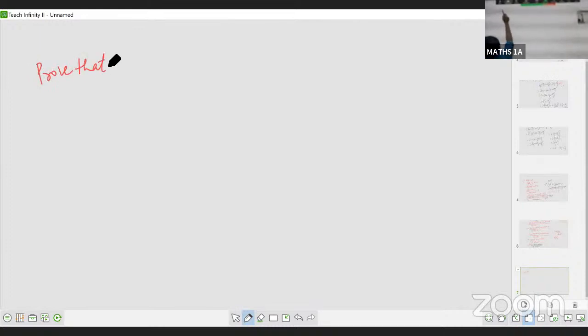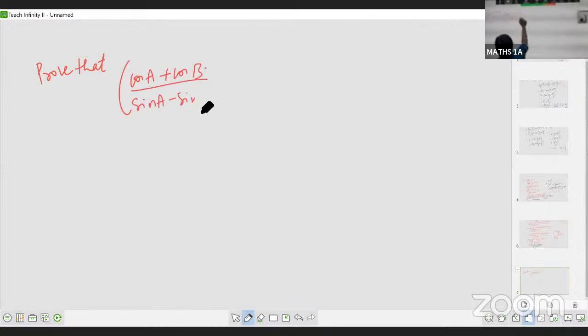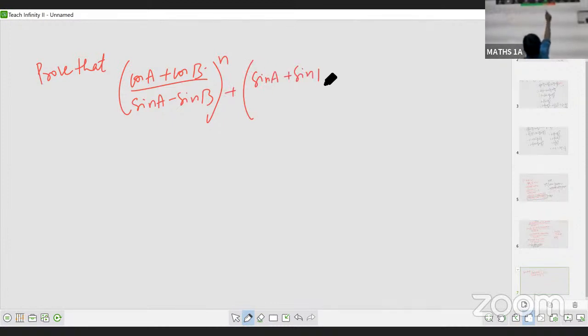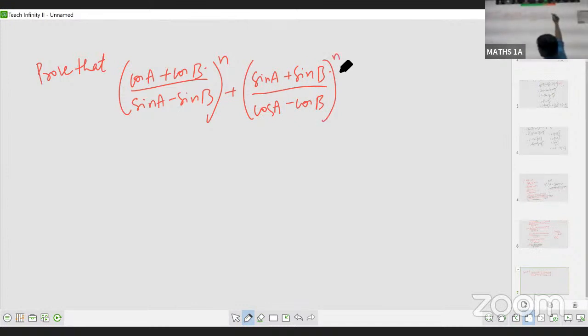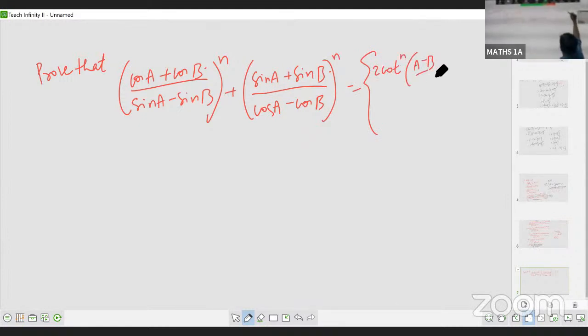Next, prove that cos A plus cos B divided by sin A minus sin B whole power n, plus sin A plus sin B divided by cos A minus cos B whole power n, that is equal to 2 cot power n of A minus B by 2 if n is even and 0 if n is odd. This is your question. Is it clear?